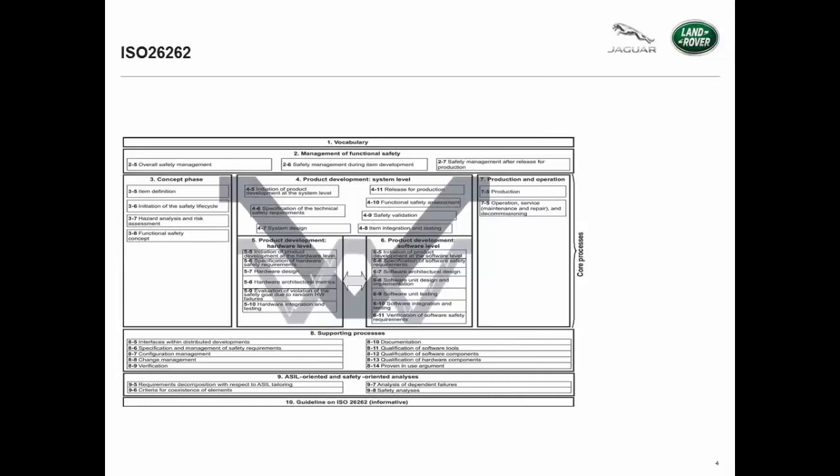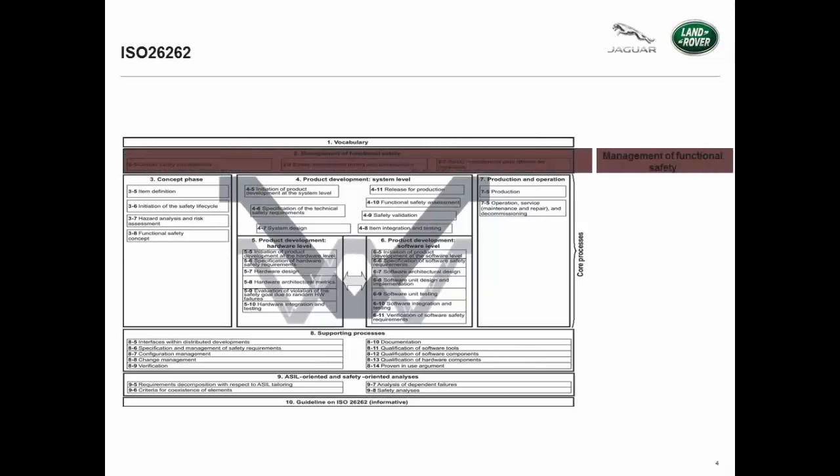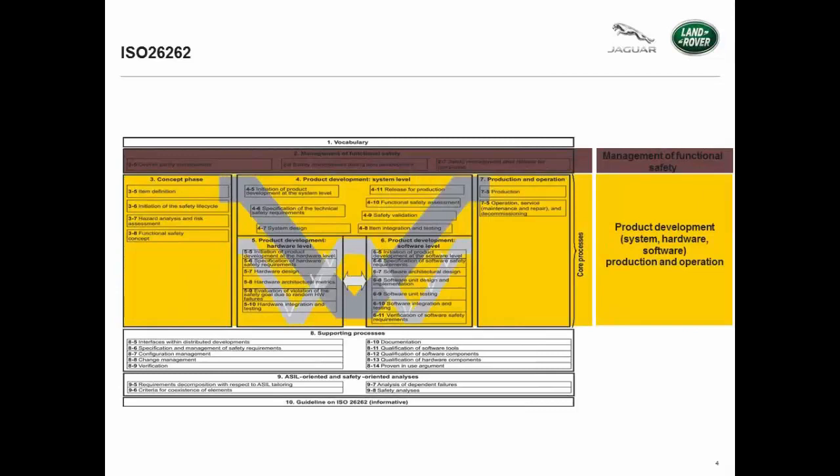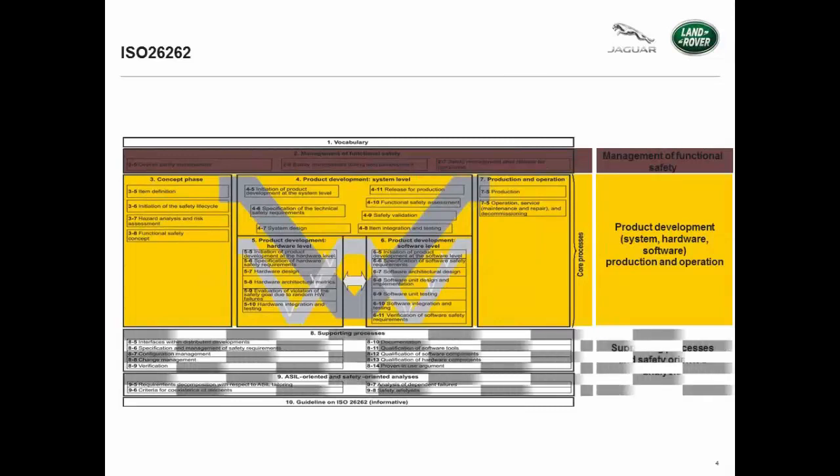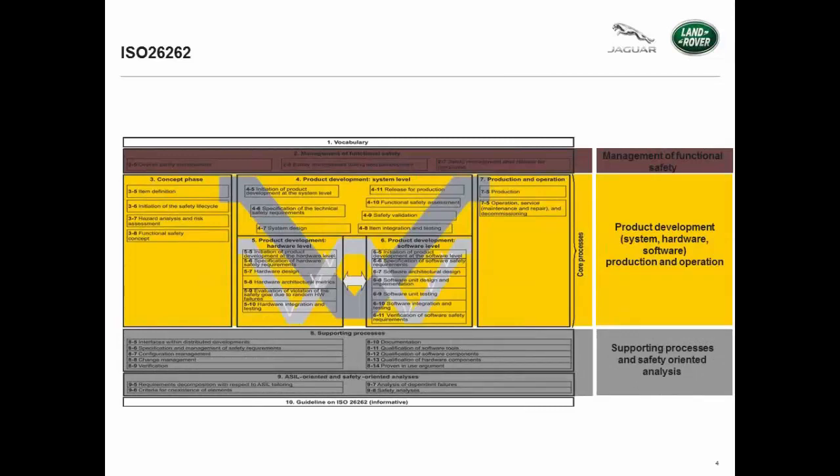The 10 parts cover the vocabulary, so general part, management of functional safety. I think you can just about read that in the color. Product development, the main part, the sort of meat of it: concept phase, product development at the system level, hardware level and software level get a part each, and also covering production and operations or in service. Parts 8, 9, 10 include supporting processes and some more information on safety-orientated analysis.